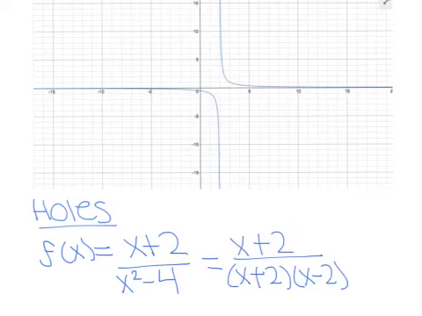Since they do share the common factor of x plus 2, this factor will produce a hole. The factor x minus 2 produces a vertical asymptote. To see the hole on the graph, you set x plus 2 equal to 0 and solve to find the x-coordinate of the hole. The coordinate will be x equals negative 2.